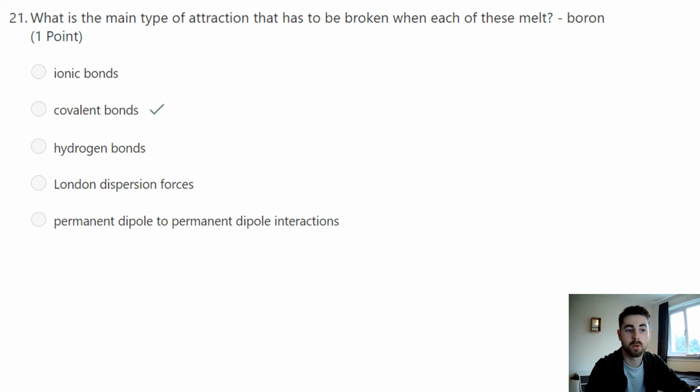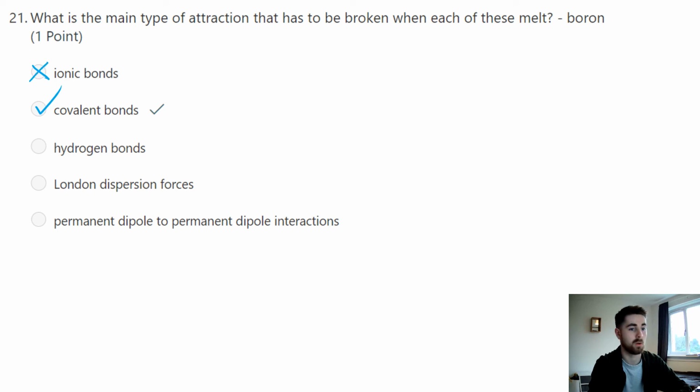Question 21 is boron. Boron is a large covalent network structure. It's got a really complicated covalent network structure that you're not expected to know off by heart in Higher, but what you are expected to know is that it is a covalent network, and covalent networks have high melting and boiling points because to break them up you need to break strong covalent bonds. So when you're melting boron you need to break covalent bonds.